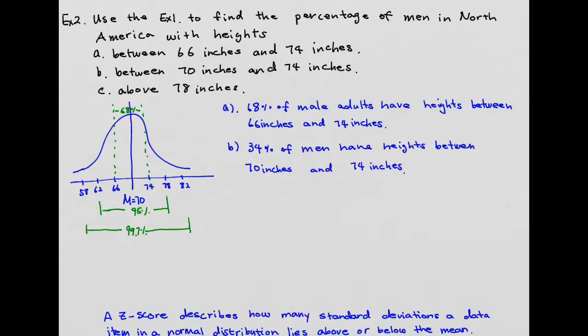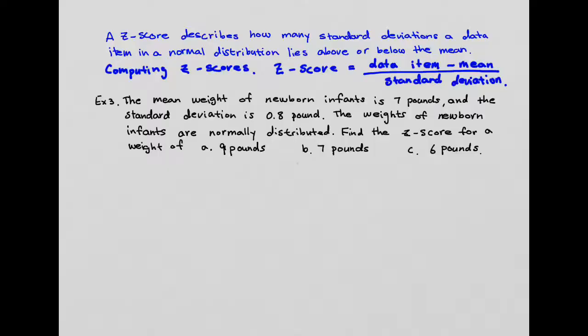So again, 95% is between 62 and 78. It means lower than 62 plus higher than 78 is going to be 5%. And because we're only going to use one side of that 5%, it's going to be half of 5%, which is 2.5. So we could say 2.5% of men have heights above 78 inches.